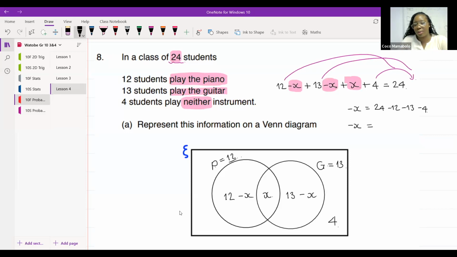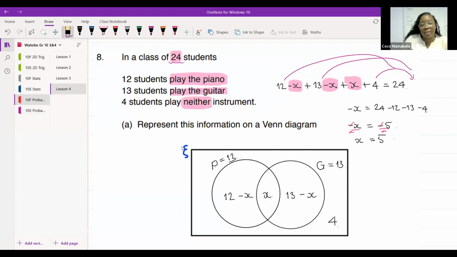Negative x is equal to? Isn't it going to give me an integer? It should give you an integer. Minus 5. Yeah, minus 5. But we know we're not looking for negative x, we want x, so we're going to divide through by a negative. That means x is equal to 5, just 5, because all we've done is divide by a negative, so the negatives will cancel. So x is equal to 5.